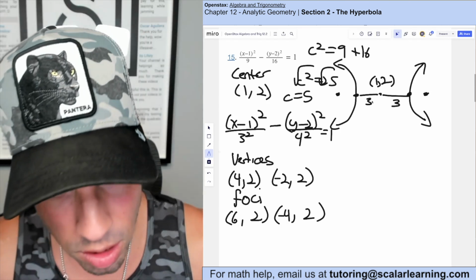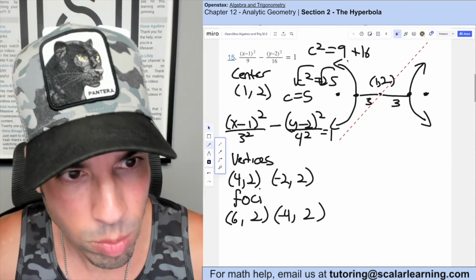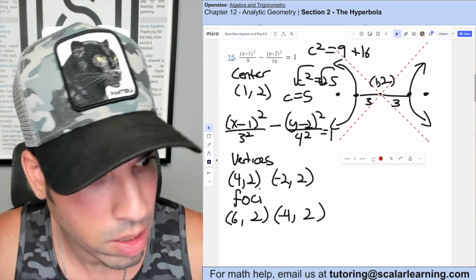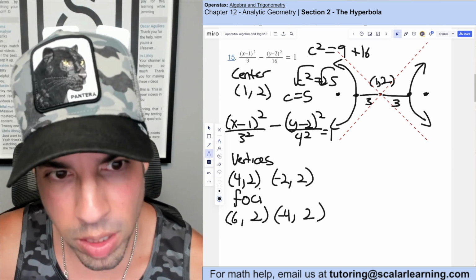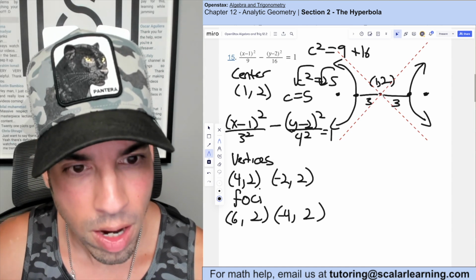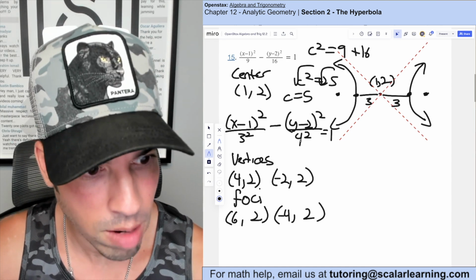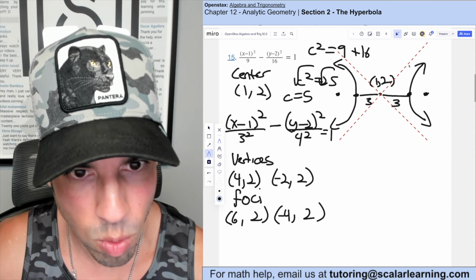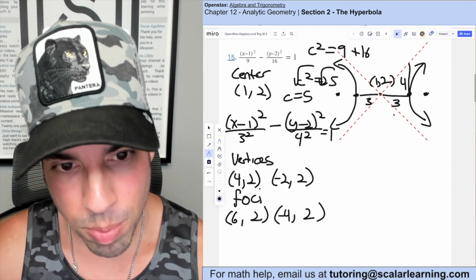Last but not least, we need the equation of the asymptotes. And the asymptotes are going to be these diagonal lines here. And we've got a point, so we're going to use point-slope, (1, 2). But the question is, what's the slope? Well, I'm going 3 to the right, and how much am I going up? That value underneath the y, 4 up. So my slope is 4 over 3.